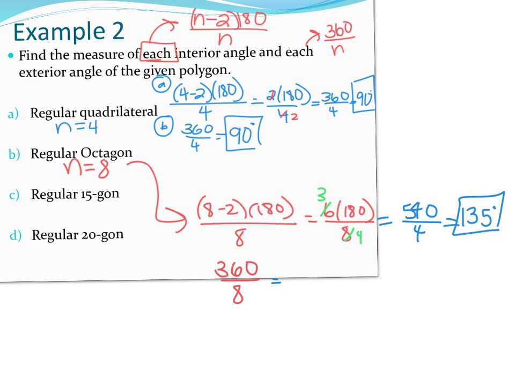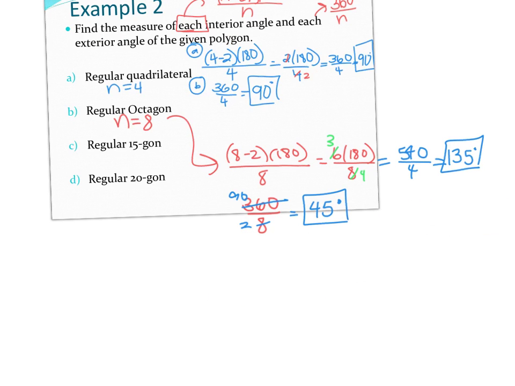So I can reduce this as much as I want to. So I could go into 4 times, right? It would be 90 divided by 2 is 45. Doing good today. Okay, you do.